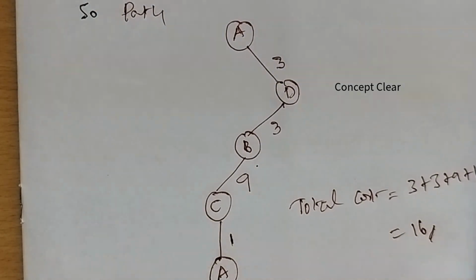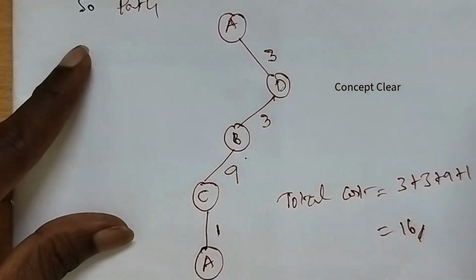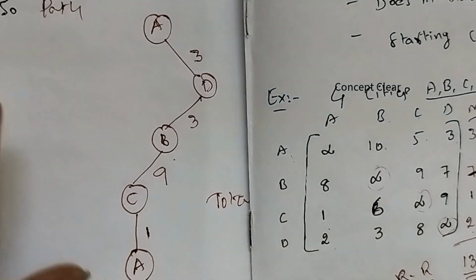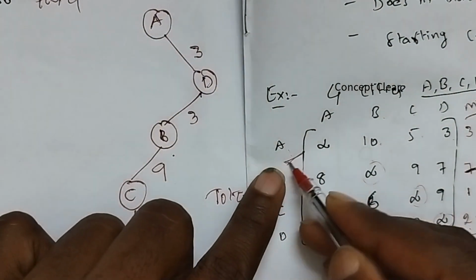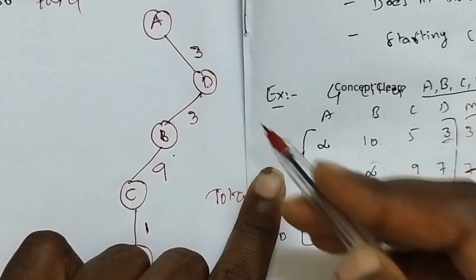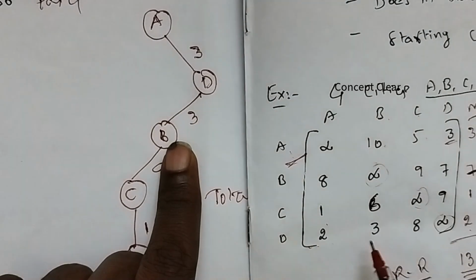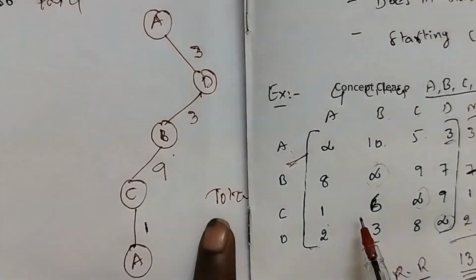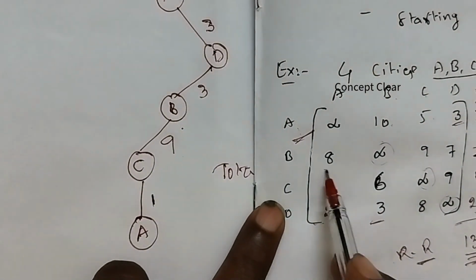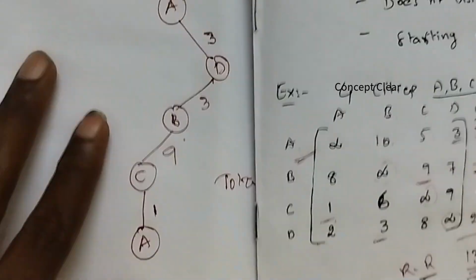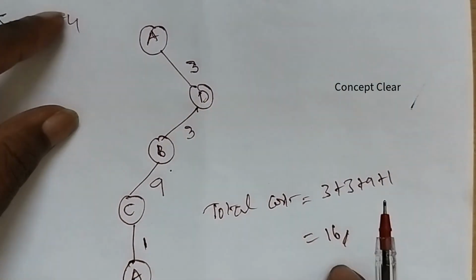Okay, here is how we are writing these values, meaning the input values. See the input values here. A to D value is 3. D to B value is 3. And B to C value is 9. And C to A value is 1. So according to this, we take these values. The total cost is 16.